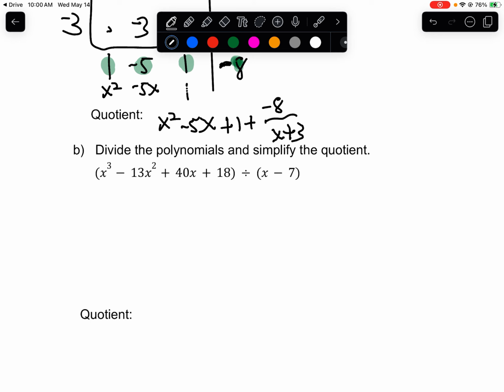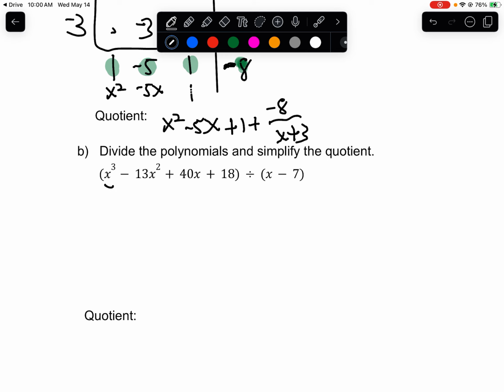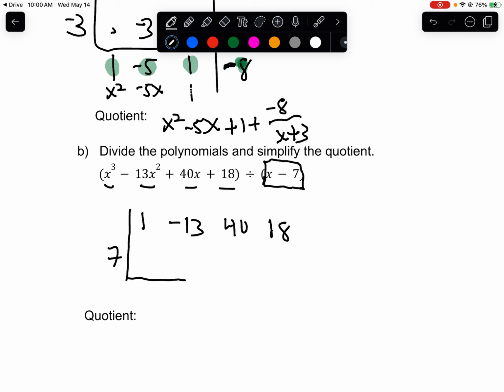All right, so to divide, you take the coefficients in front of the polynomial: 1, negative 13, 40, and 18. Okay? And then remember, it's going to be the opposite. So if we're dividing by x minus 7, we're going to put a positive 7 over here. Okay? And then drop it. You get 1, 7, what is that, negative 6? Times 7 is what? 21, negative 42.